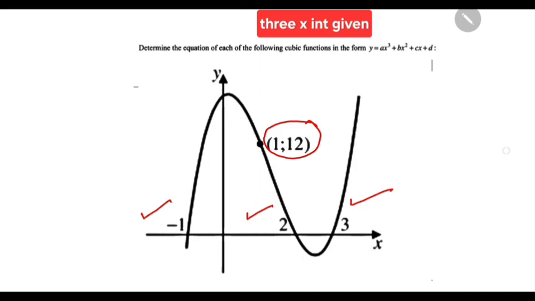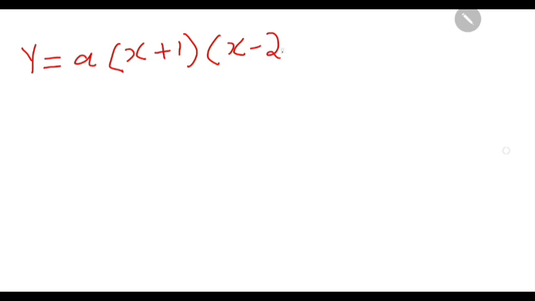I'll show you how to solve this one. So use the x-intercept to form a factored equation. The x-intercepts are the roots, so we're going to write this in root form. So y is equal to a, and the first x-intercept is x = -1, so I'm gonna say x + 1, and the second one positive 2, I'm gonna say x - 2, and the third one positive 3, I'm gonna say x - 3.